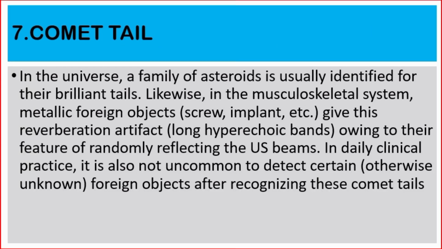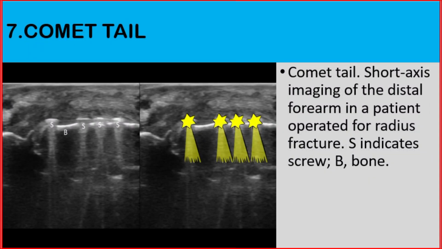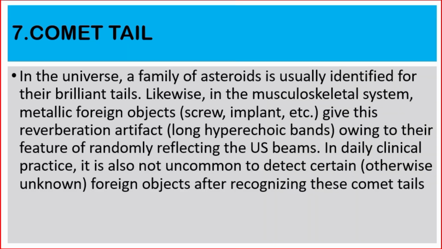Number 7, comet tail. In the universe, a family of asteroids is usually identified by their brilliant tails. Likewise, in the musculoskeletal system, metallic foreign objects like screws and implants give this reverberation artifact of long hyperechoic bands, owing to their feature of randomly reflecting the ultrasound beams.